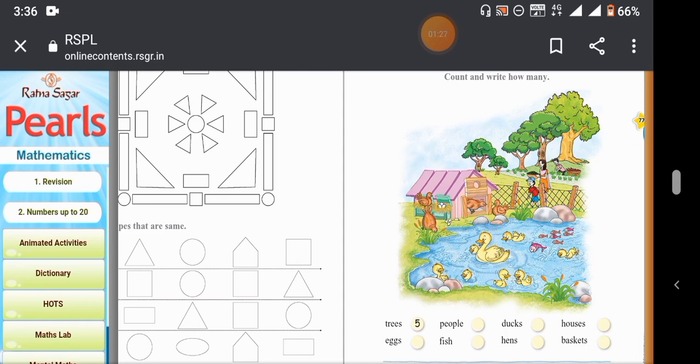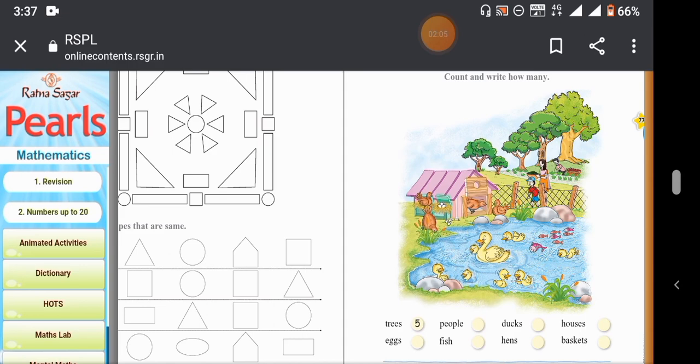Then houses. We should observe how many houses are there in this picture? 1. Yes, we should write 1 in the circle. Then eggs. How many eggs are there? 1, 2, 3, 4, 5, 6. There are 6 eggs. So we should write 6 in the circle. Then fish. How many fishes are there? 1, 2, 3, 4, 5, 6, 7. Yes, there are 7 fishes. So we should write 7 in the circle.